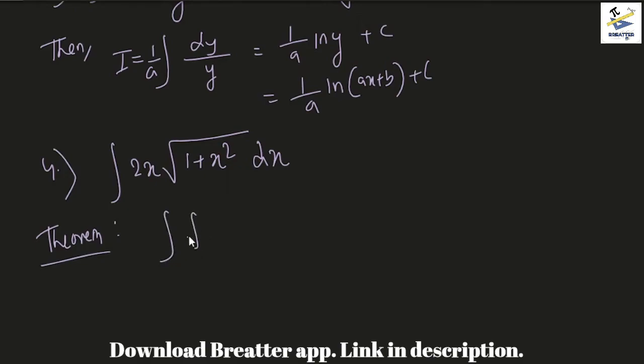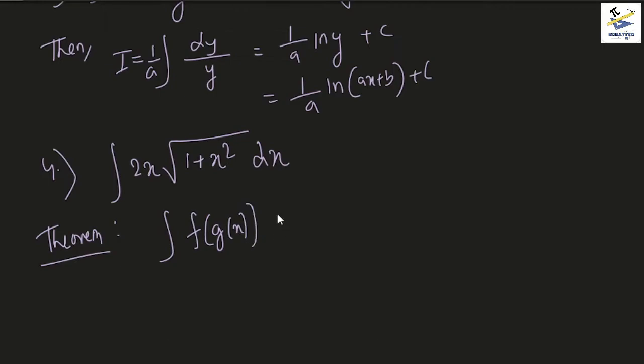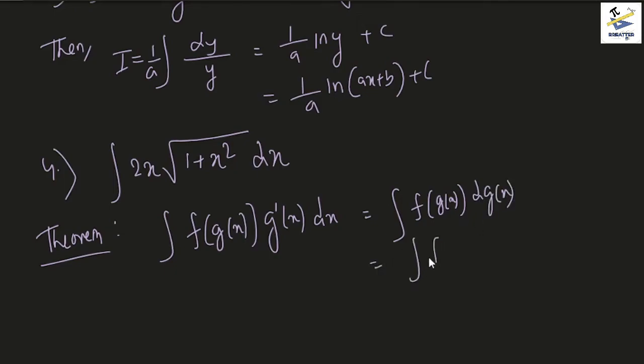The theorem says that if you have f of gx into g prime x dx, this is the form of the integral, which as you can see is a chain rule, then this is basically equal to the integral of f of gx d of gx, or you can say this is equal to the integral of f of y dy, where y equals gx. So you just need to integrate the function f. If the function f is integrable to you in an elementary form, you would be done.